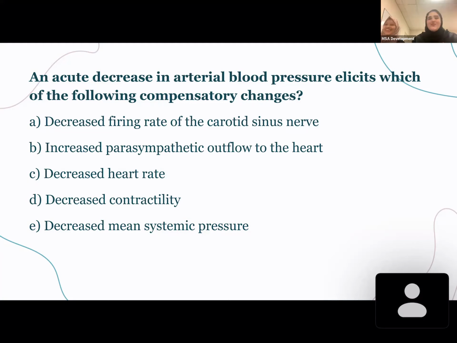Wow, guys, everyone knew this. Yay! So it's exactly what Saad said. Less pressure means less stretch of the carotid sinus baroreceptor, and that means a lower firing rate of the carotid sinus nerve. So good job. Okay, moving on.